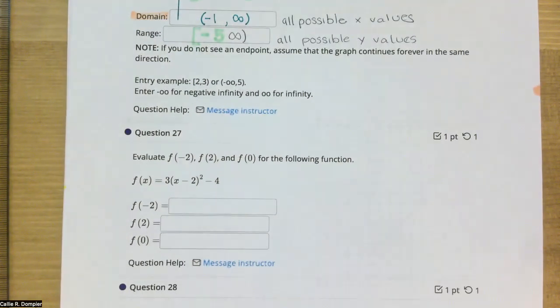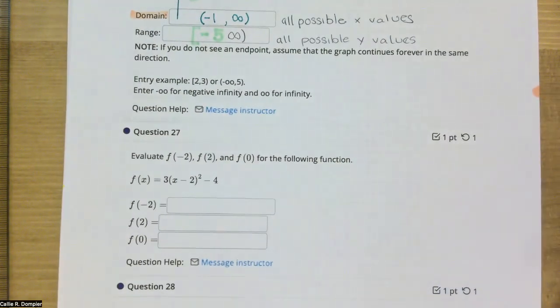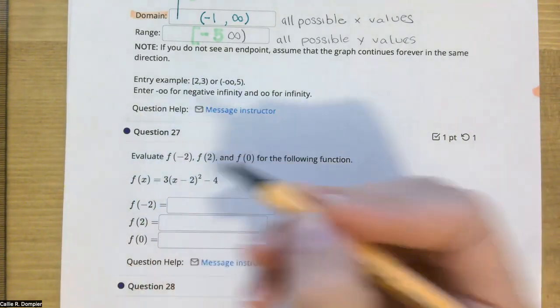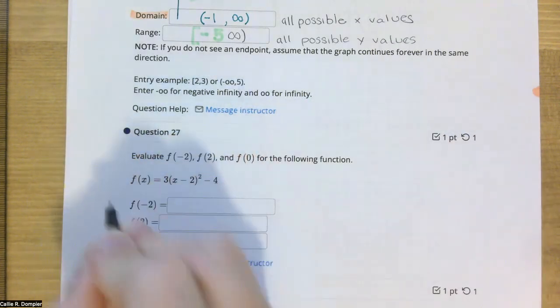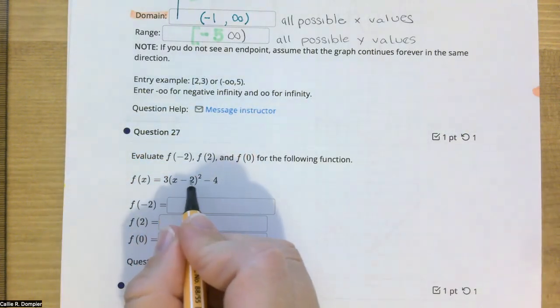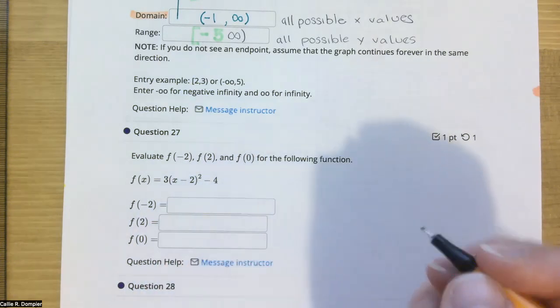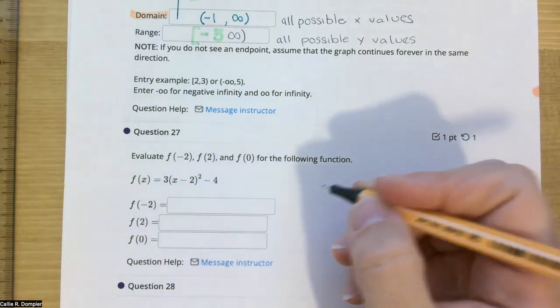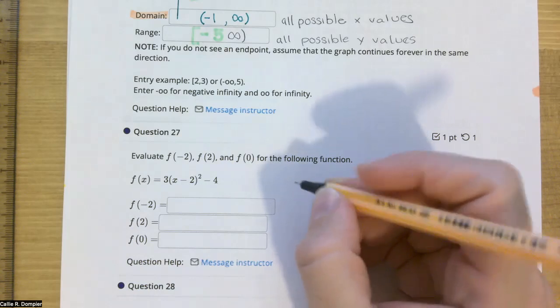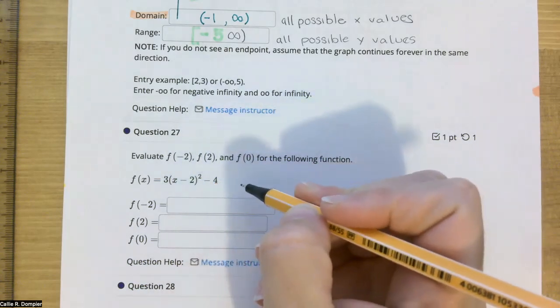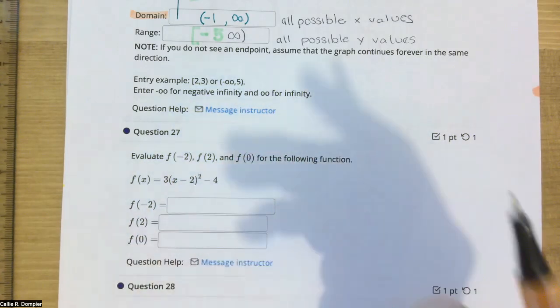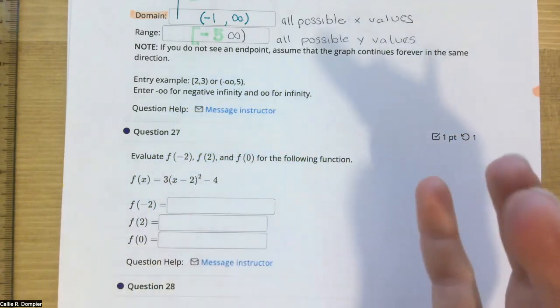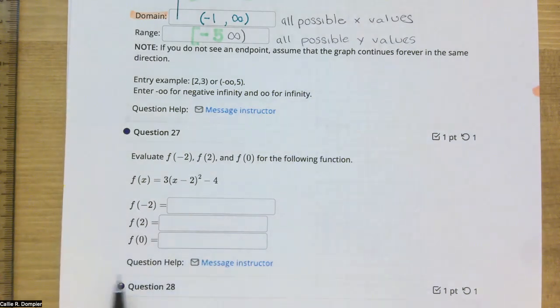All right, now we're moving on to solving functions and composite functions. Evaluate f of -2, f of 2, and f of 0 for the following function. Our function is f of x equals 3 times the quantity x minus 2 squared, minus 4. Now this looks quite exotic, but really all we're doing is practicing solving this. We're just going to put in -2 for x, 2 for x, and 0 for x. If you know how to do algebra, you'll be fine at this. It's just algebra practice.